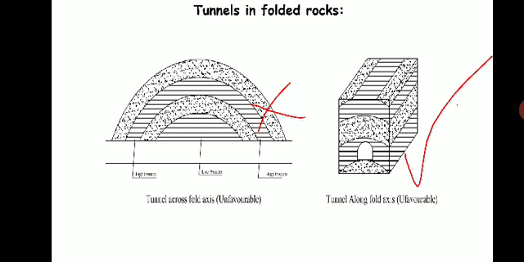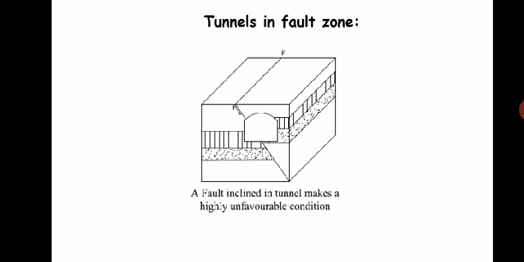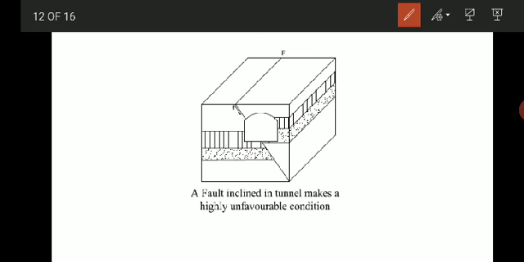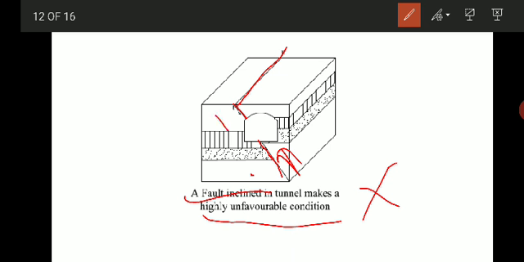So usually the faulted rocks are again under considerable stress and strain. So here a fault inclined in a tunnel makes a highly unfavorable condition. So here there is a fault. You can see the image, this rock has moved up and this rock has moved down. You can see the continuation of the strata. So this was earlier here, but it has moved up. So here it is the faulted zone.